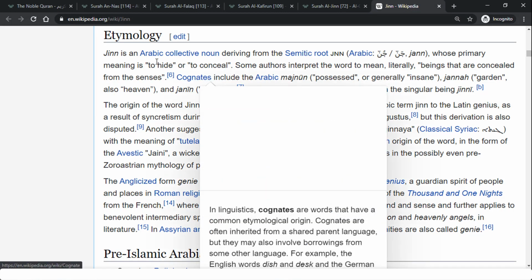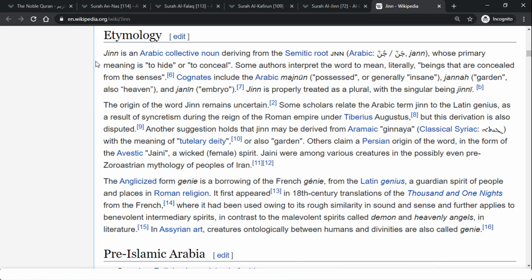So in Wikipedia, jinn is an Arabic collective noun. Those of you who know grammar would know what that is. It's derived from the Semitic root J and N, or Jim, Nun, Nun. The primary meaning is to hide or to conceal. That's the primary meaning of the word.